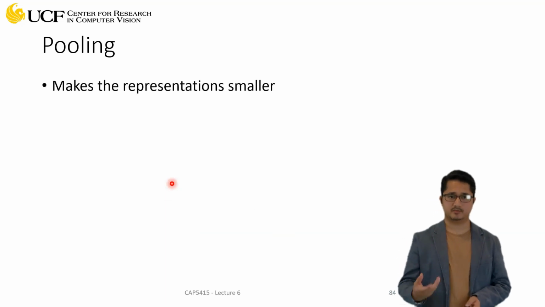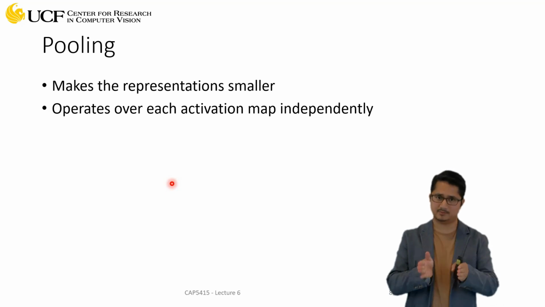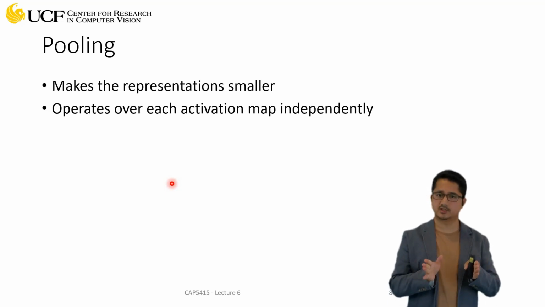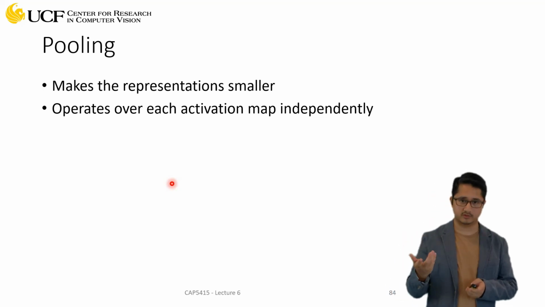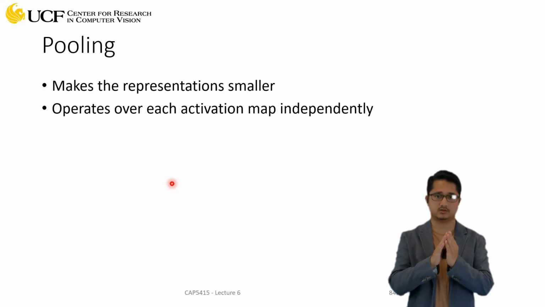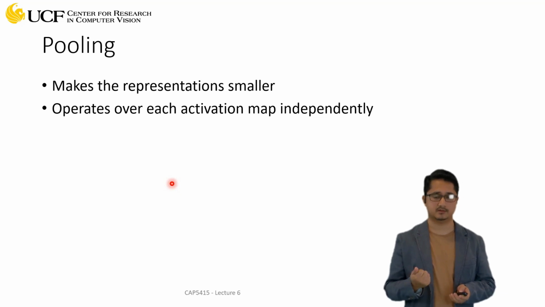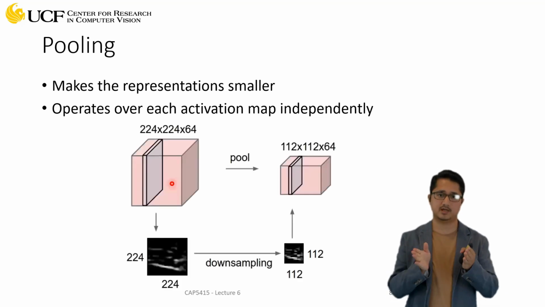So as I said, it makes your representation smaller. Ideally, you have depth in your activation map, but max pooling is performed independently for each activation map. You don't need to understand the relation between those activation maps, which is different from your convolution operation, because whatever kernel you have for your convolution, it actually spans across the depth of the activation map, right? It considers all the values. But pooling looks at each activation map independently, which means that whatever depth you have in your activation map is going to be preserved.